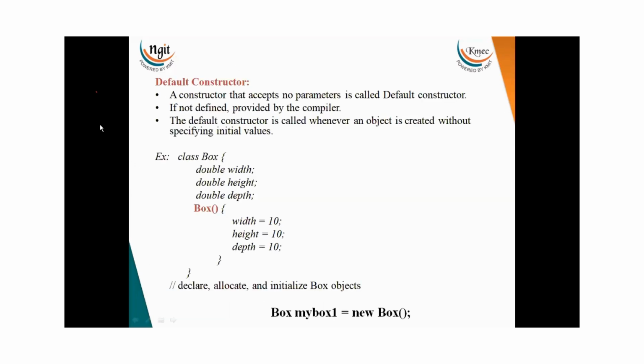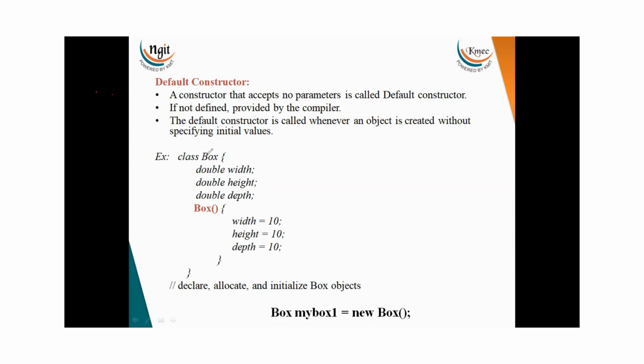Now, sir, what is this default constructor? A constructor without parameters is called a default constructor, one which does not accept any parameters at all, right? So if I have not defined any constructor in the program, then the compiler will provide the default constructor. The default constructor is executed whenever you create an object of the class.